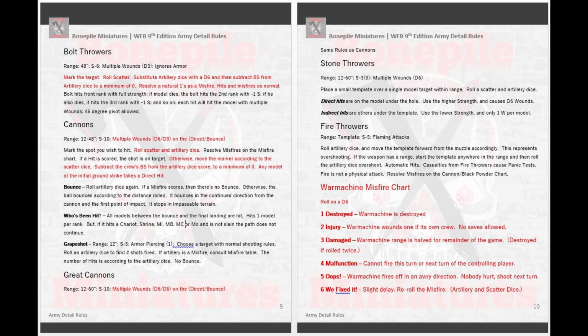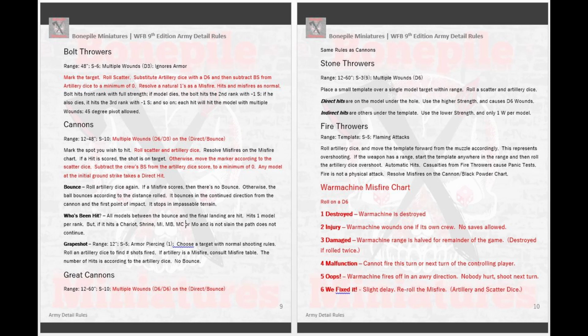Number 1 says, destroyed. The war machine is destroyed. Remember here to just take away the crew and leave the machine on the table as an obstacle. Then number 2 says, injury. The war machine wounds one of its own crew. No saves allowed. That's pretty straightforward.